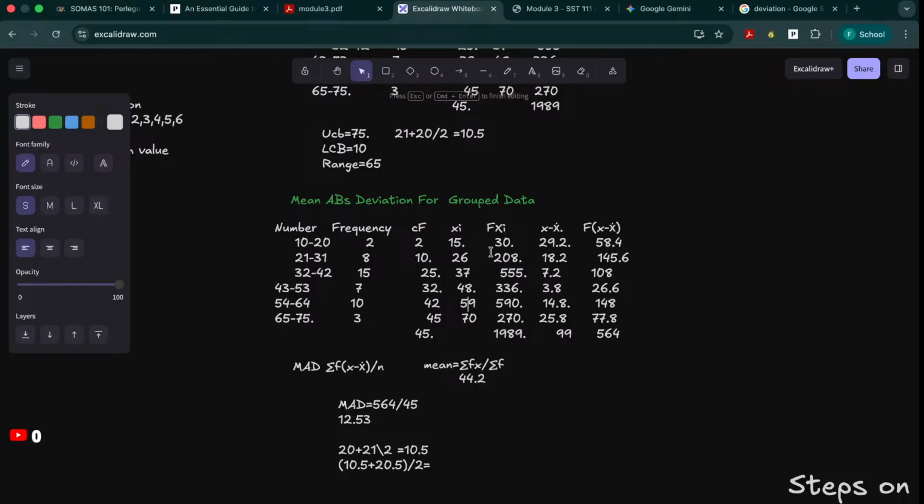The next step is to do frequency times xi, our midpoint. So we have 2 times 15, which is 30. 8 times 26 is this number. Then we do the same for all these numbers. We should get the total, which is 1989.